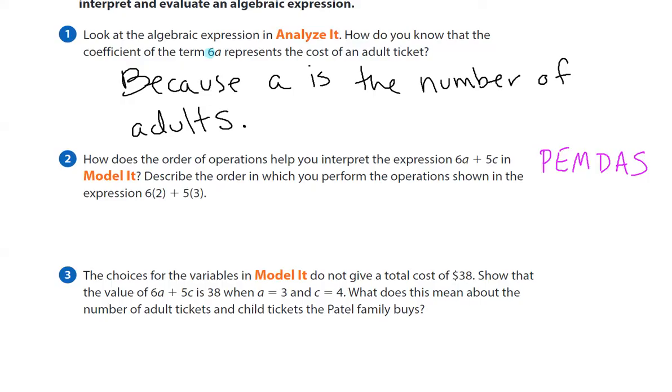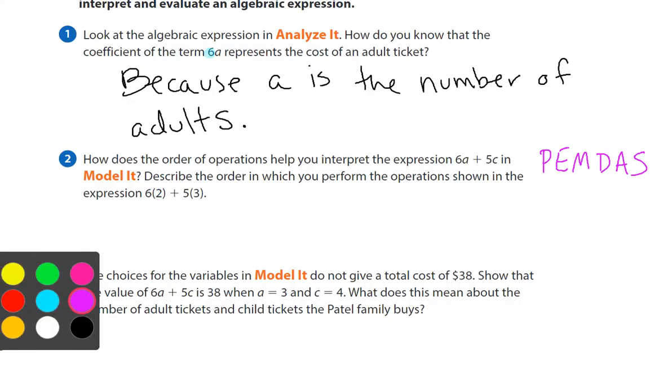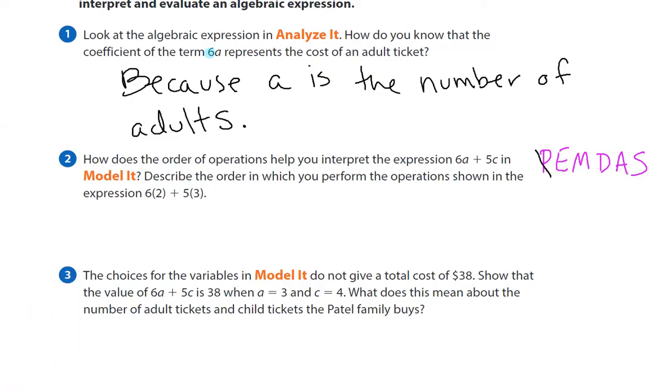So in this expression, parentheses means do the operation inside the parentheses. There's no operation inside the parentheses, it's just a number. So that's not doing an operation inside. These two numbers are touching the parentheses, so this is actually multiplication. That's the operation that's happening there. So there are no operations inside of parentheses. There are no exponents. There is multiplication.